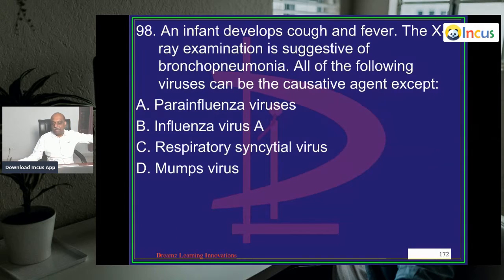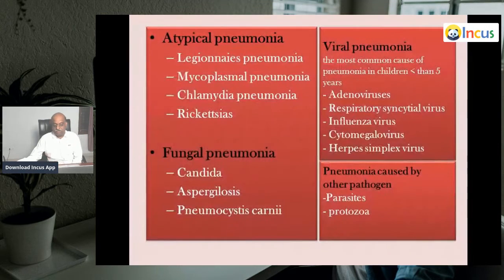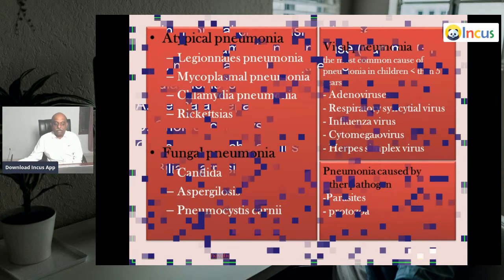Bronchopneumonia, cough and fever. So what are the viruses that lead to bronchopneumonia? Parainfluenza, influenza, respiratory syncytial virus, COVID virus, all these viruses, not mumps. Legionella, Mycoplasma, Chlamydia, Rickettsia lead to atypical pneumonias. Viral is the most common cause of pneumonia in children less than 5 years: adenovirus, RSV, influenza, CMV, HSV. That is what you need to remember.